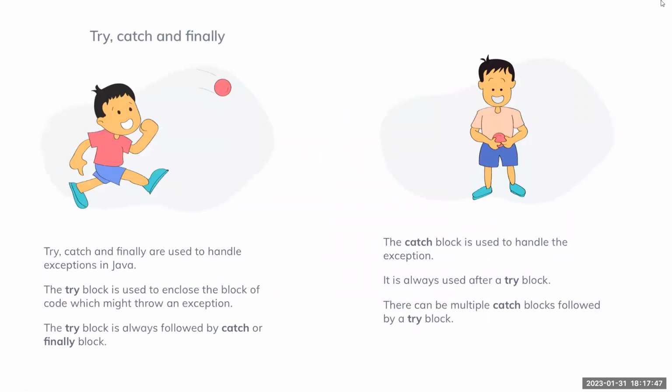Let us understand try, catch, and finally. So what is this try, catch, and finally? Java provides three different kinds of blocks: the try block, the catch block, and the finally block. The try block is used to enclose the block of code which might throw an exception.